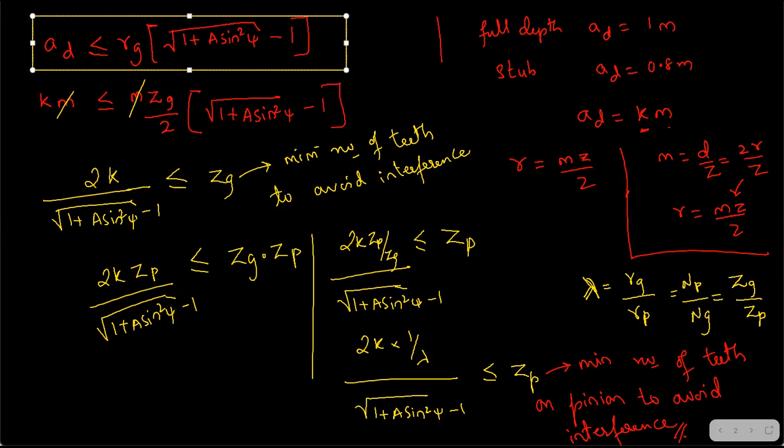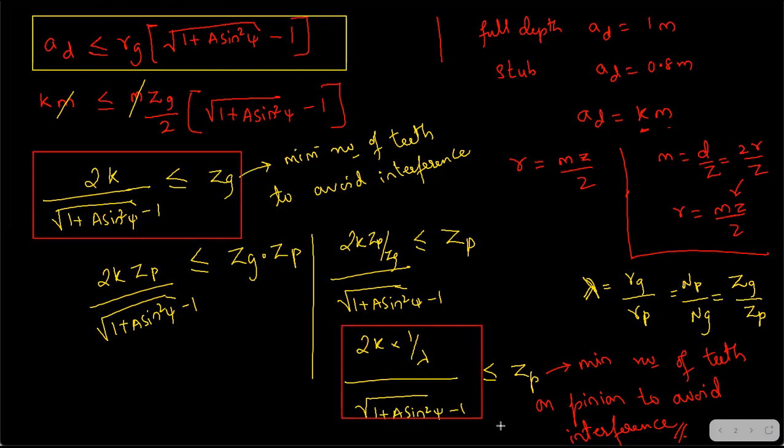So from this we went further to find out the minimum number of teeth on gear. Then we went to find out the minimum number of teeth on pinion. So you can use any equation. If it satisfies any one of the equations, it is not going to have any interference, and you will even have the maximum by increasing the number of teeth.